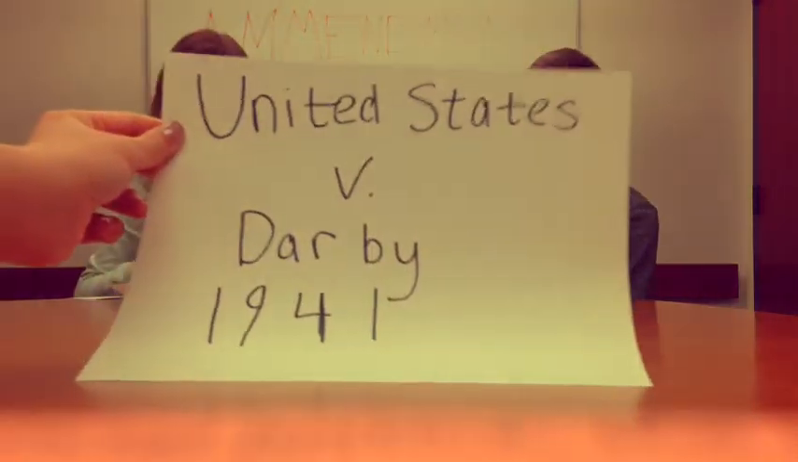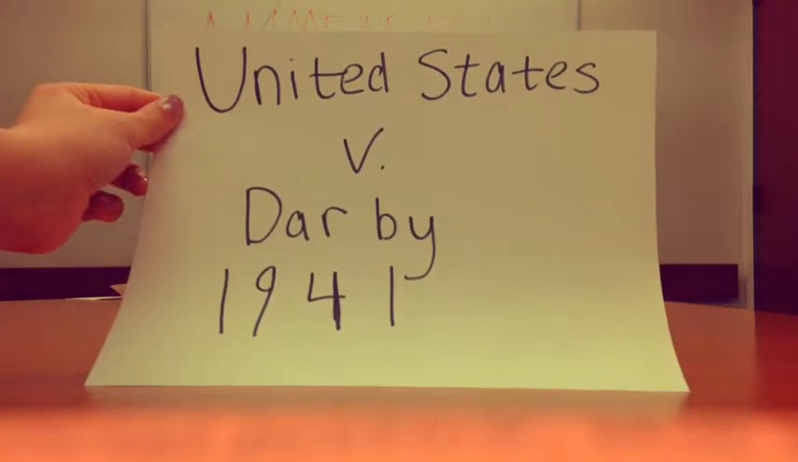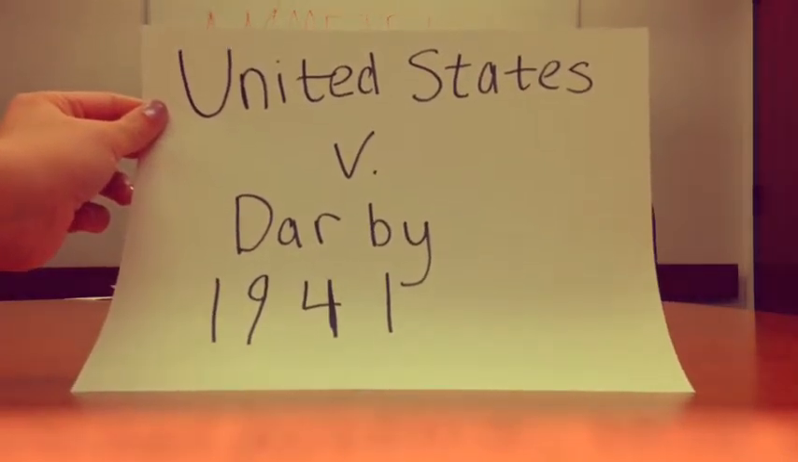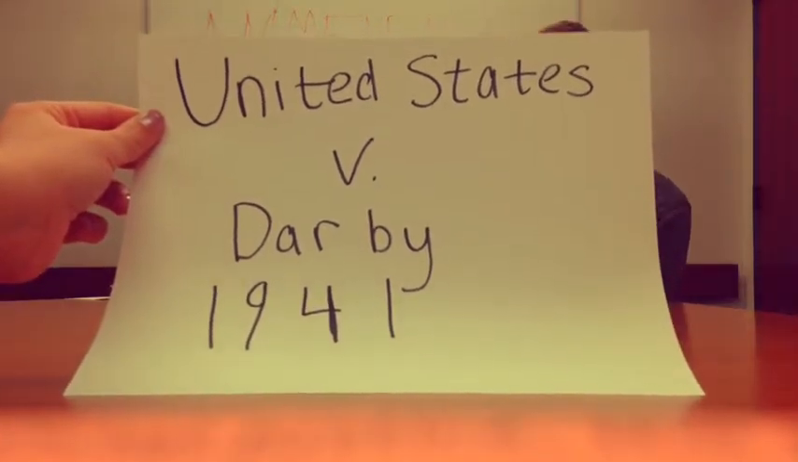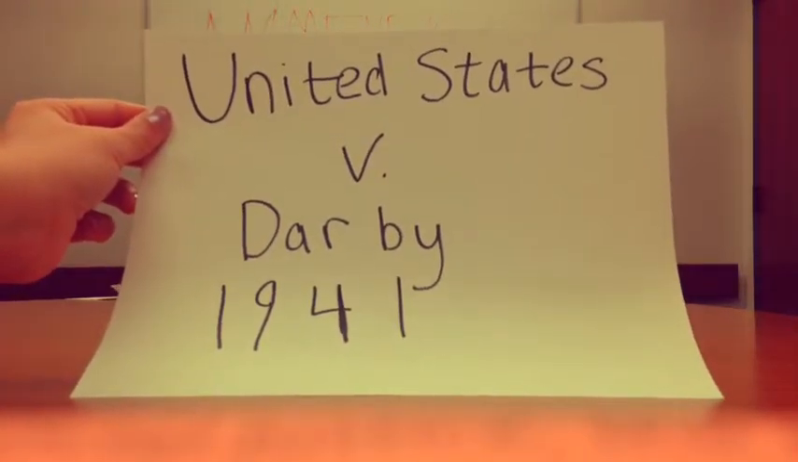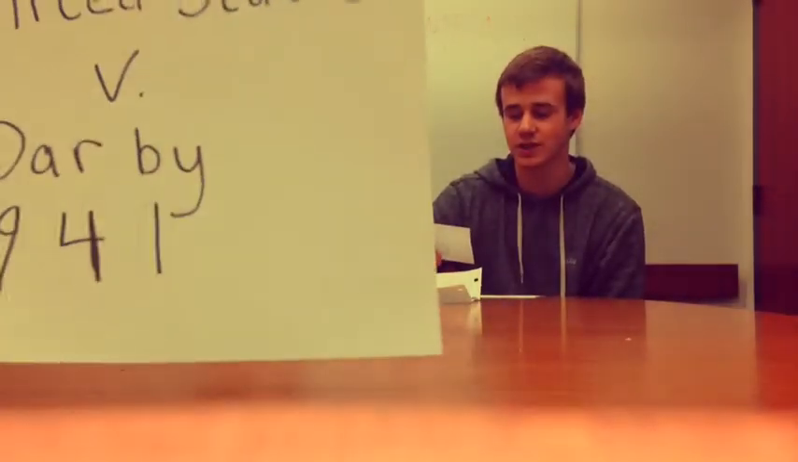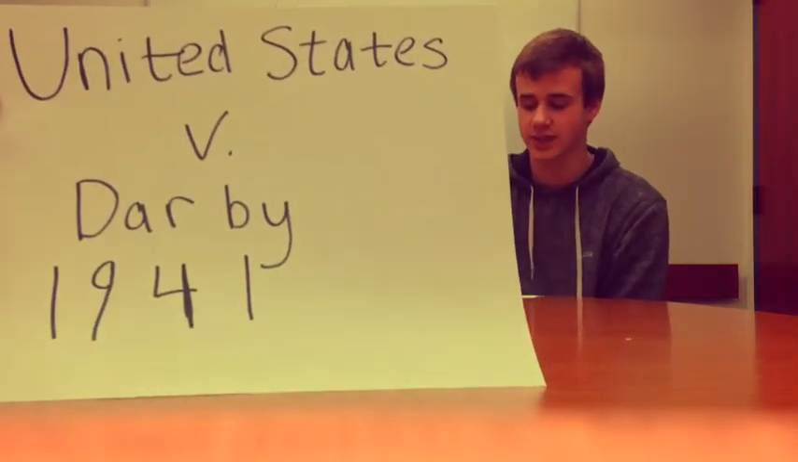The next case was U.S. versus Darby in 1941. Darby was charged with violating the Fair Labor Standards Act. Because of this, Darby challenged it by saying it was not within the Commerce Clause powers of Congress. The Supreme Court overruled the Hammer versus Dagenhart ruling, and said it was within Congress's powers. People thought the 10th Amendment was dead.